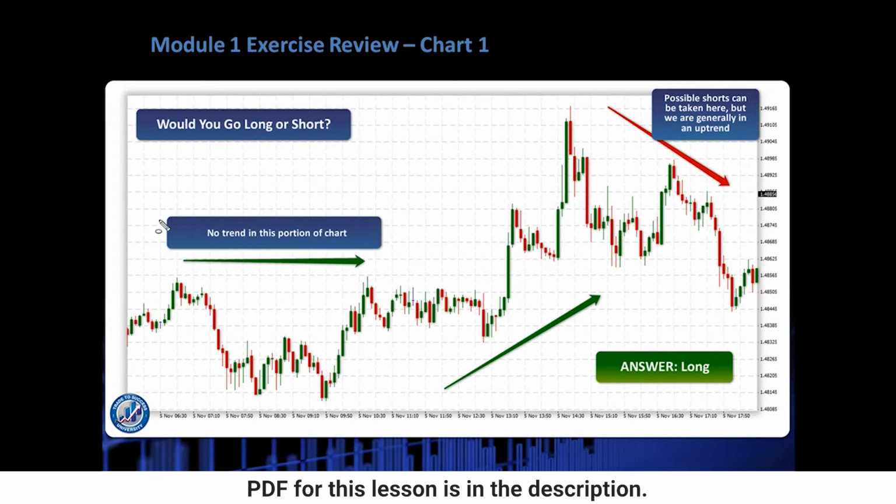We do have a portion here where there is no trend. So here we wouldn't really be looking to go long or short, but when we look at the whole chart, we can see that the general trend is up. So we would be taking longs overall in this chart. If you were going to take any shorts in this area here, they would be very short-term shorts, but looking at the longer-term trades, we would be taking longs.